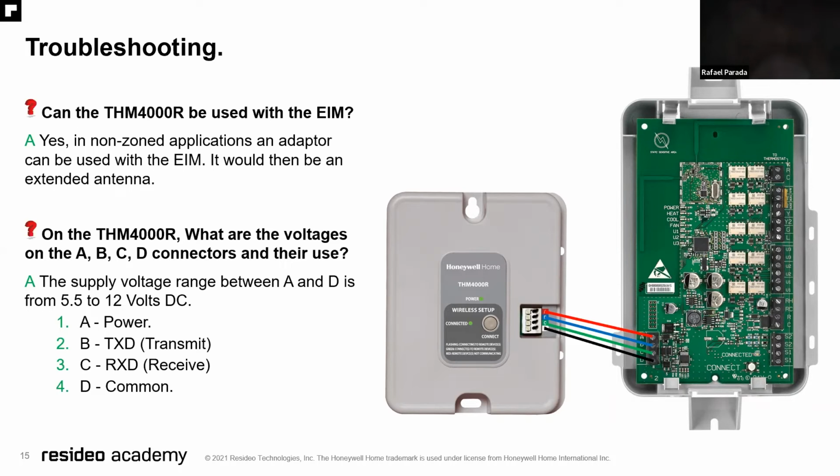If the EIM is really far away from the thermostat, probably the RedLINK signal is not going to be sufficient for the thermostat. So we can use the THM 4000R as an extended antenna.